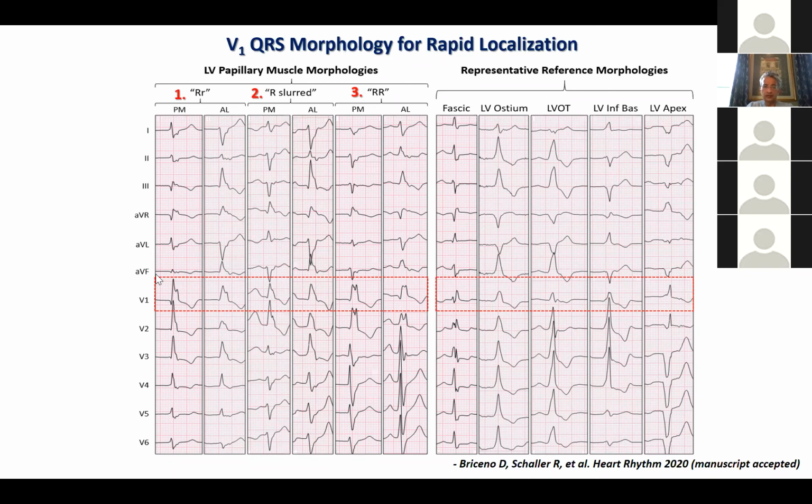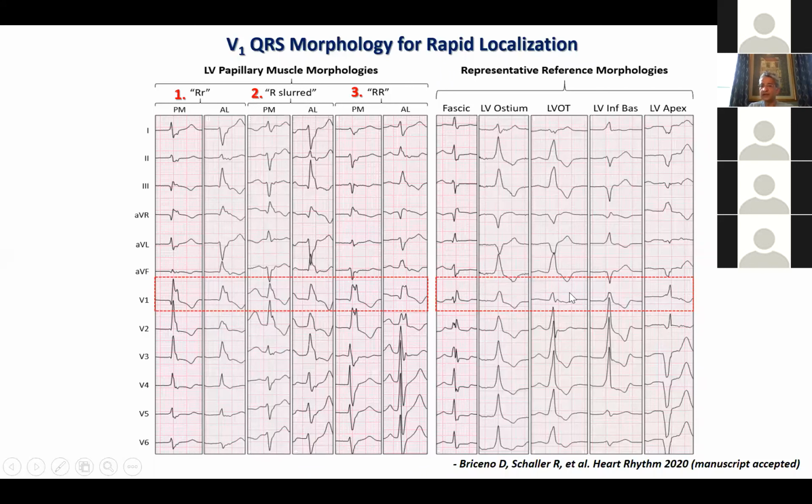The first is where you actually see a clear R, a small notch, and an R prime, where the R prime is shorter than the initial arm. This is what has been described as the rabbit ears and other ECG patterns, but this is one manifestation. The second manifestation is where you don't quite see this RSR prime pattern, but you see some slurring on the downstroke of the QRS complex in lead V1. It's predominantly positive, of course. And then the third morphology is where both the peaks, R and R prime, are about the same height.